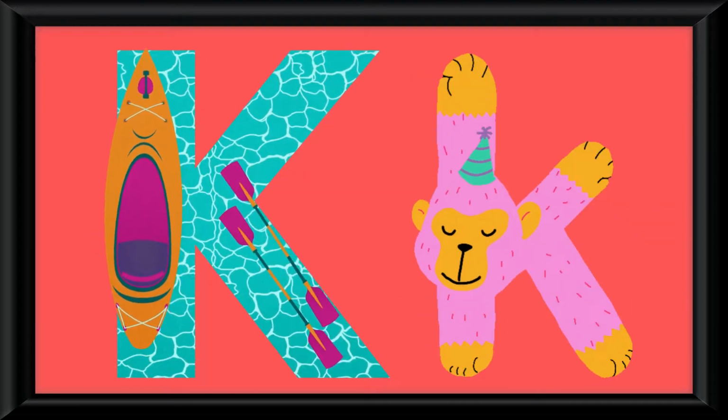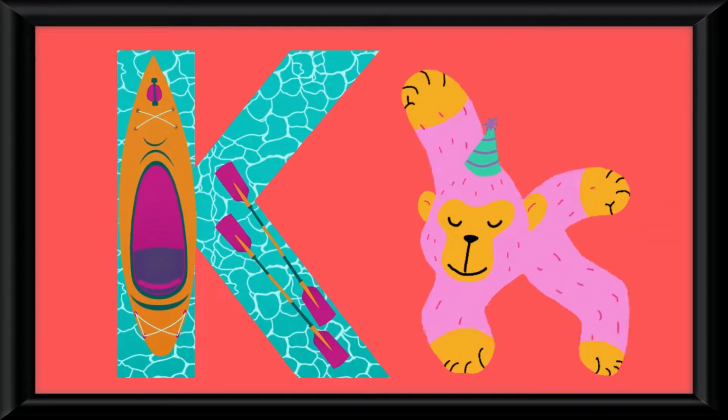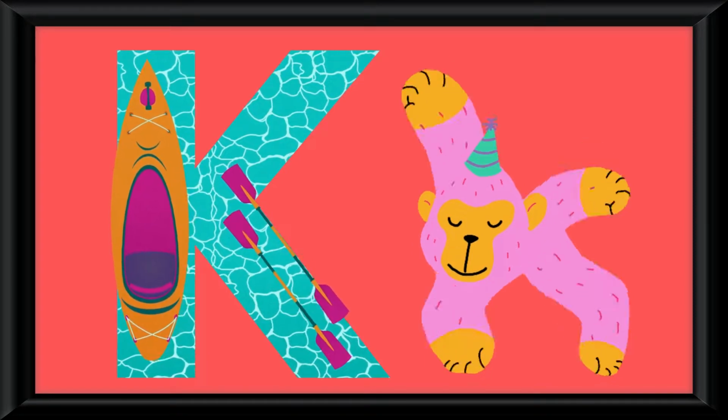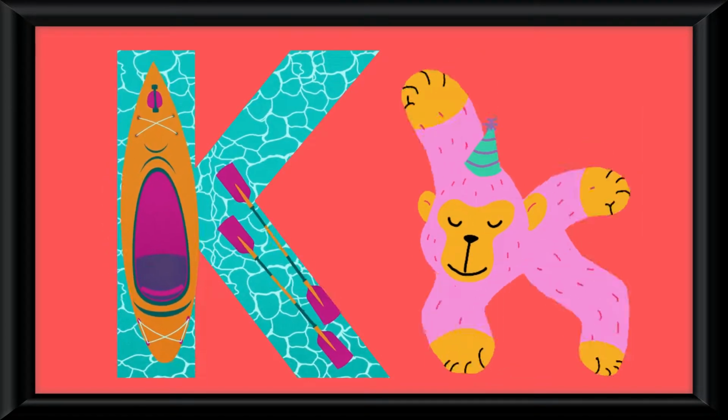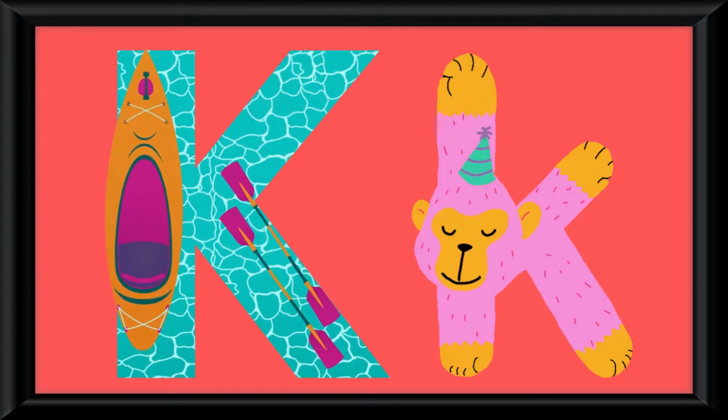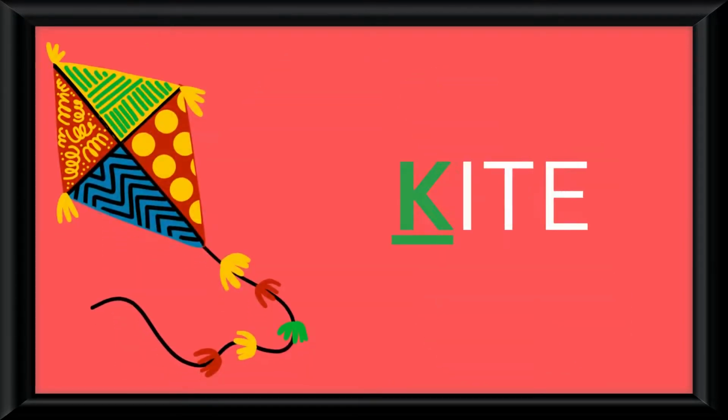The name for this letter is K. Sound it makes is K. Let's look at some words that start with this sound K. K is for kite. K, kite. K is for kite. K, kite.